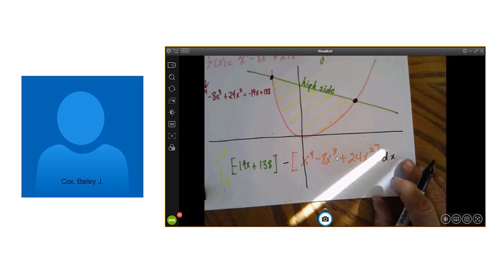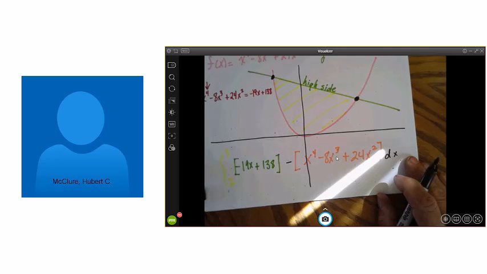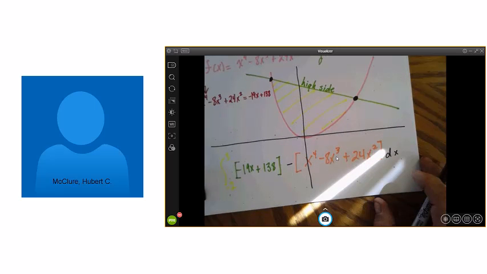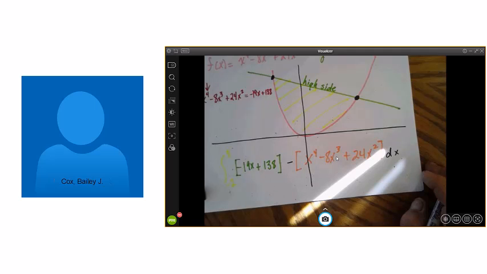And trying to get it out of the sunlight where you can see it. I don't know where that sun's coming from. You have a word. Okay.